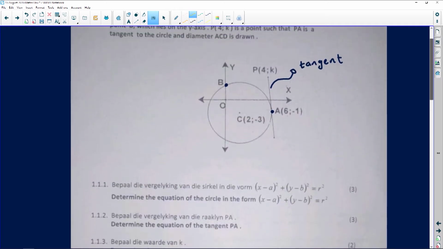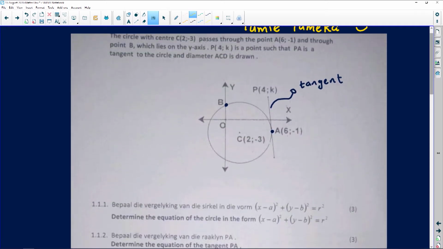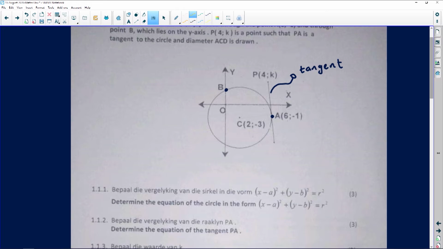The second part says to us, we need to now determine the equation of the tangent. So now they want you to find the equation of the line AP. That's the equation we are interested in. We want to know what's the equation of that line. More often than not, we all know that if we want to find the equation of a straight line, we need two things. The ingredients that you need are always the gradient of the line, and you also need to know a point that the line passes through. Fortunately, we've got point A with coordinate (6; -1). We are covered on that department.